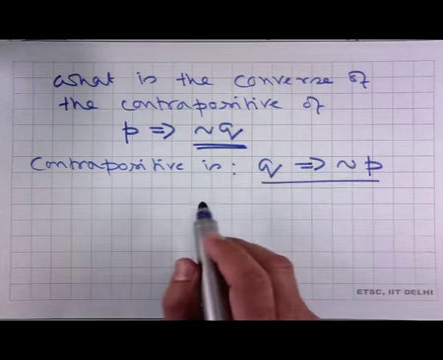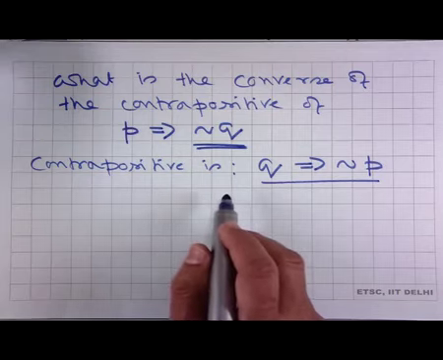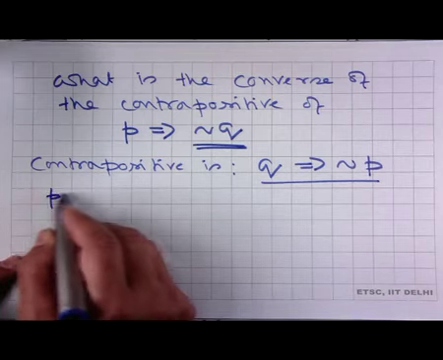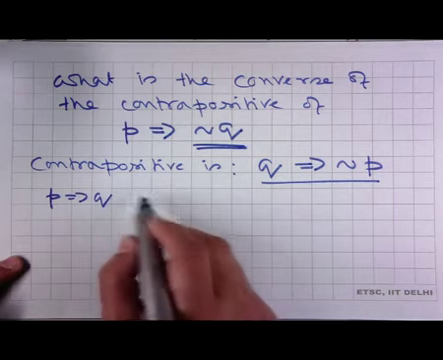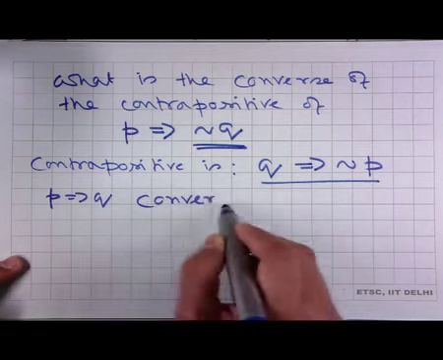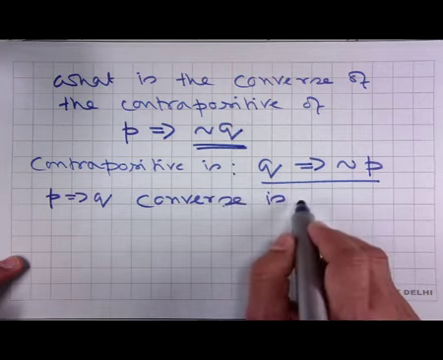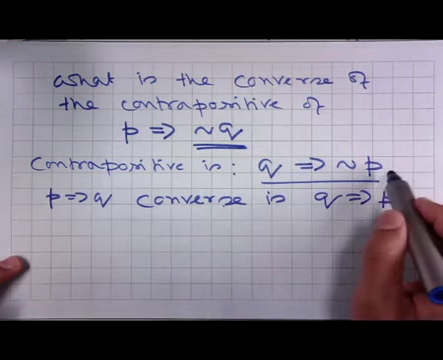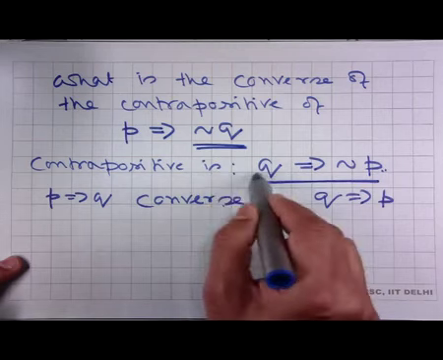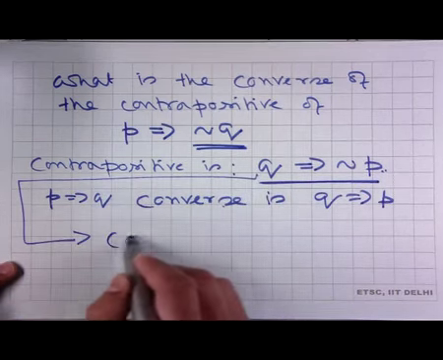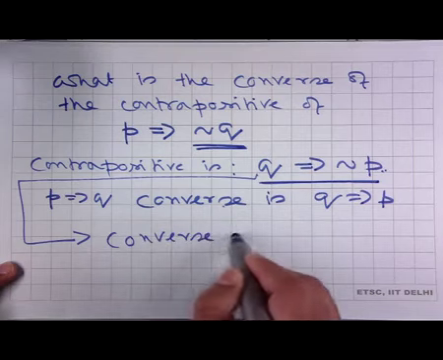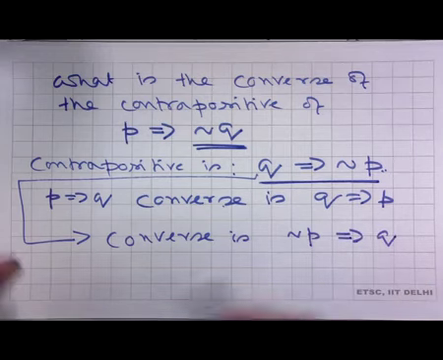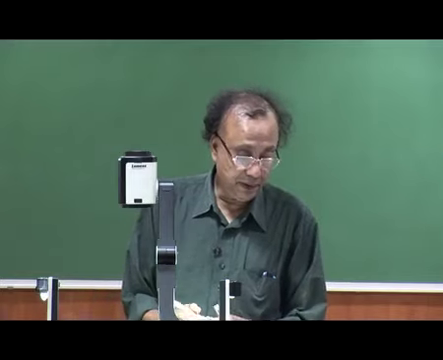What is the converse of that one? The converse is Q implies P. So, the converse of P implies Q, P implies Q, the converse is Q implies P. Therefore, what is the converse of Q implies not P? Its converse is not P implies Q.